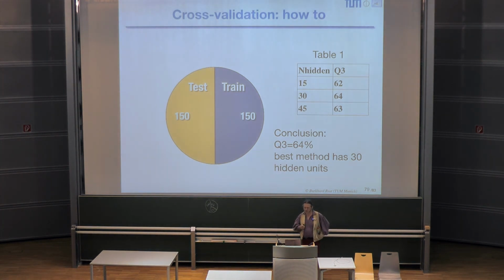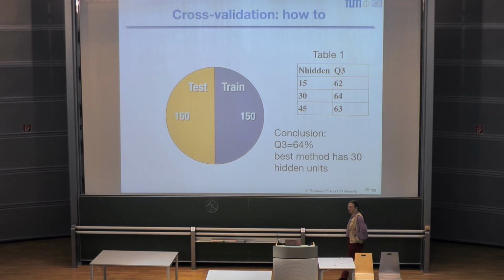Cross-validation, how to, I talked about that. So this example that I have: training 150, testing 150, number of hidden units is 15, 30, 45. The Q3 is 62 for 15 hidden units, 64 for 30, 63 for 45. The conclusion in my paper was that my method is 64% accurate here. That's the highest number. And in fact, the best number of hidden units is 30.